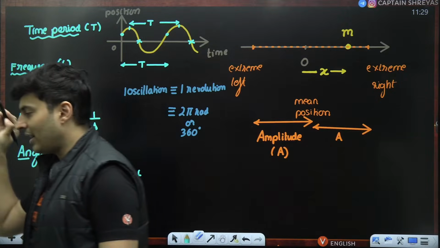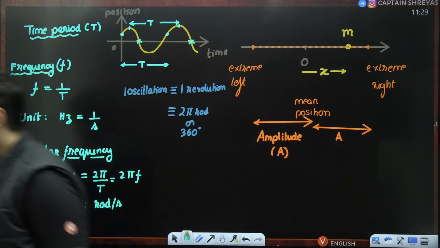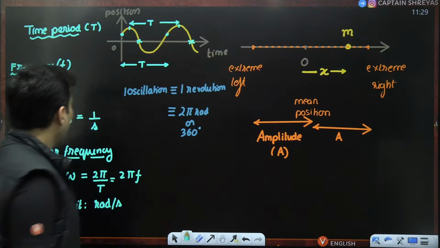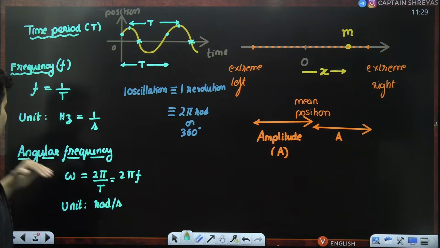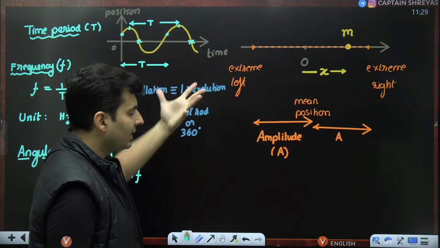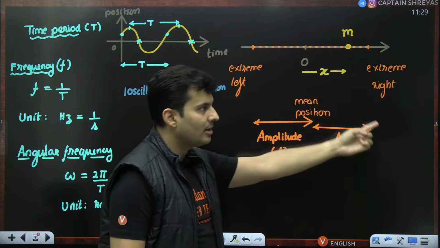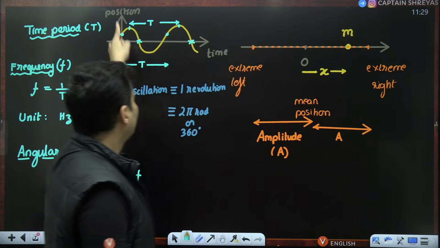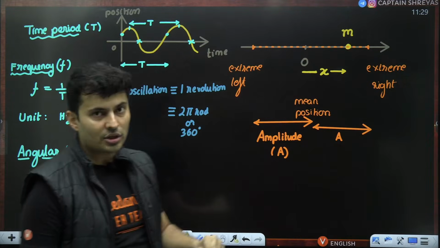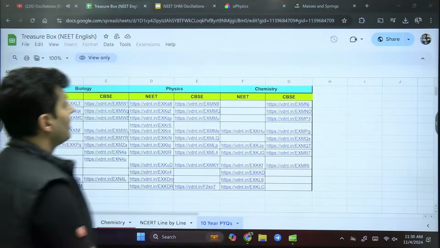Omega, f and T. Got it, my dear students? Everyone with me on this? Excellent. Very good. Perfecto. So that is your time period, frequency, angular frequency, how one oscillation is related to one round, which is 2 pi radian, amplitude, extreme right, extreme left, the graph and the position of that particular mass. Excellent. So let's have a look at it here in the graph part.